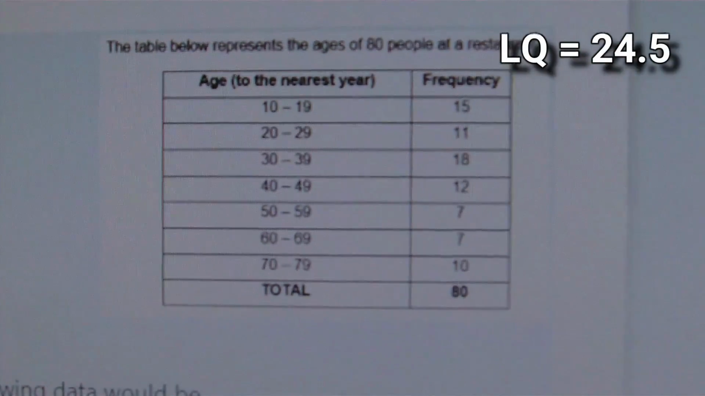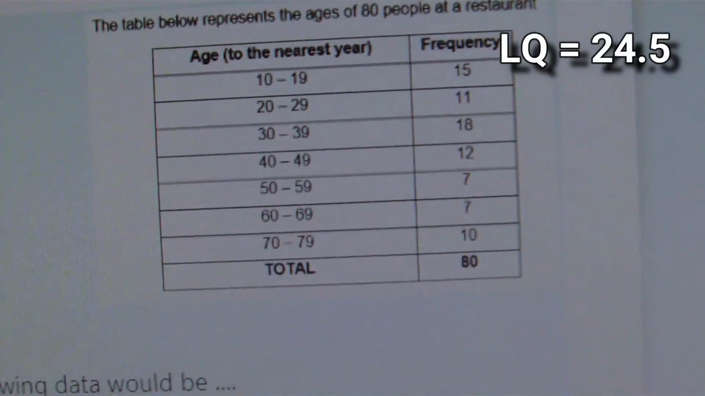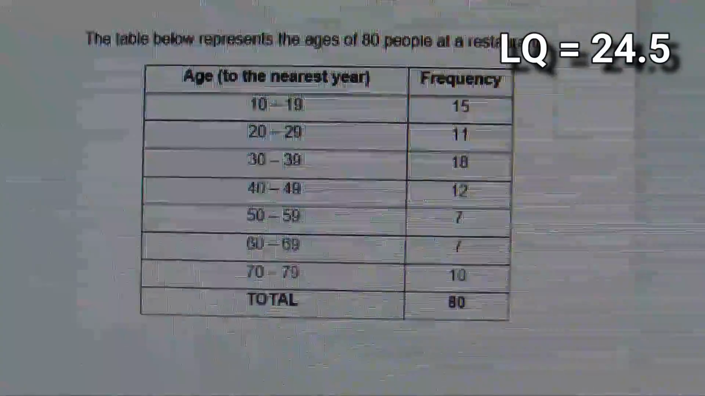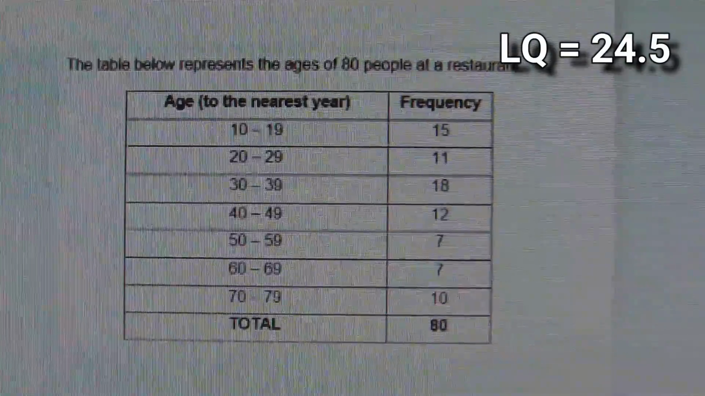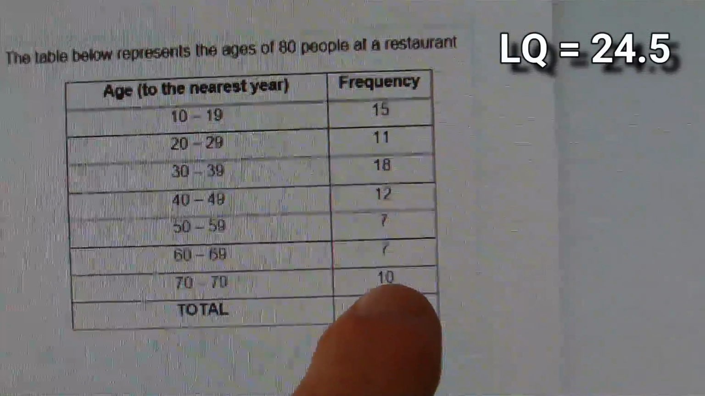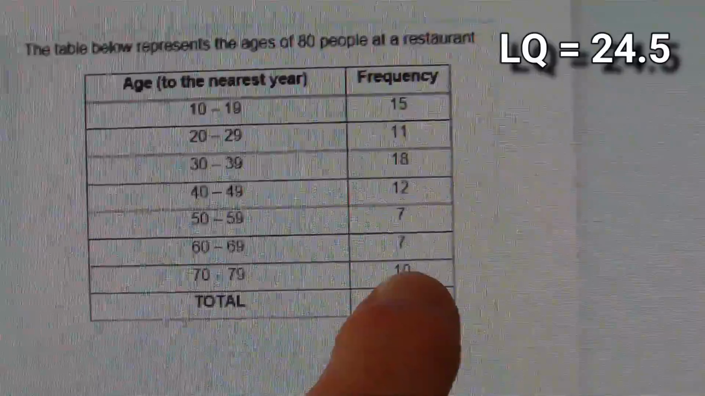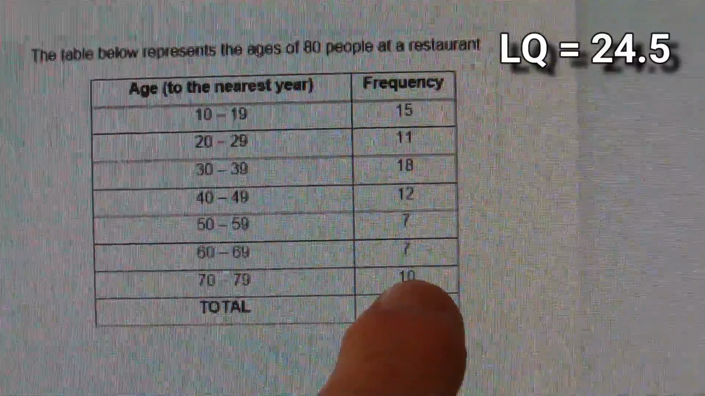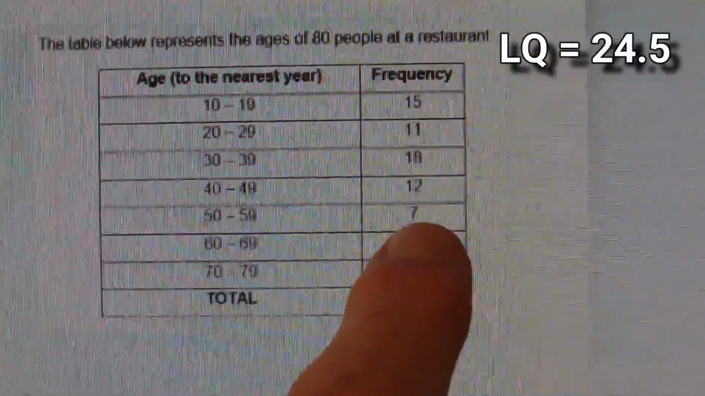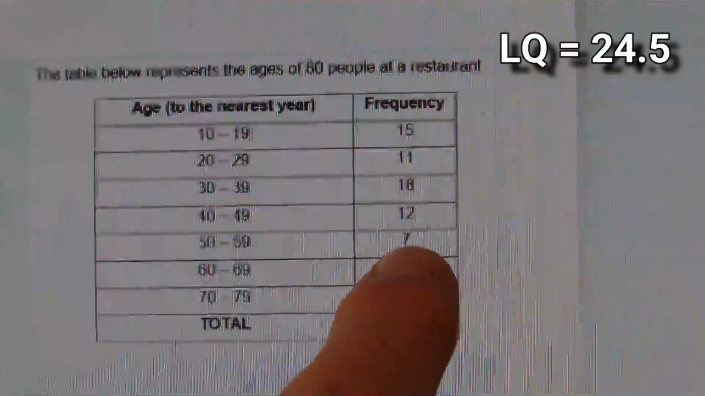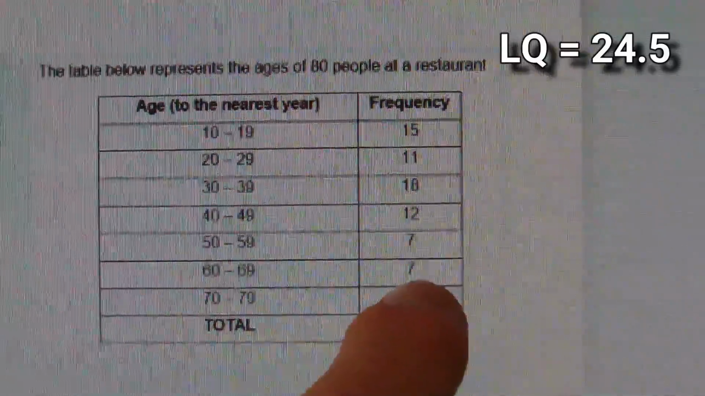Now, to find the upper quartile, I'm not going to go and use the formula. If the lower quartile was in position 20.25 from the left, the upper quartile will be at position 20.25 from the right. So, there's the top 10 oldest people. Alright, then you've got the next 7. That takes us to 17 people. Then we've got another 7. That takes us to the 24th person. So we've gone past position 20.25.